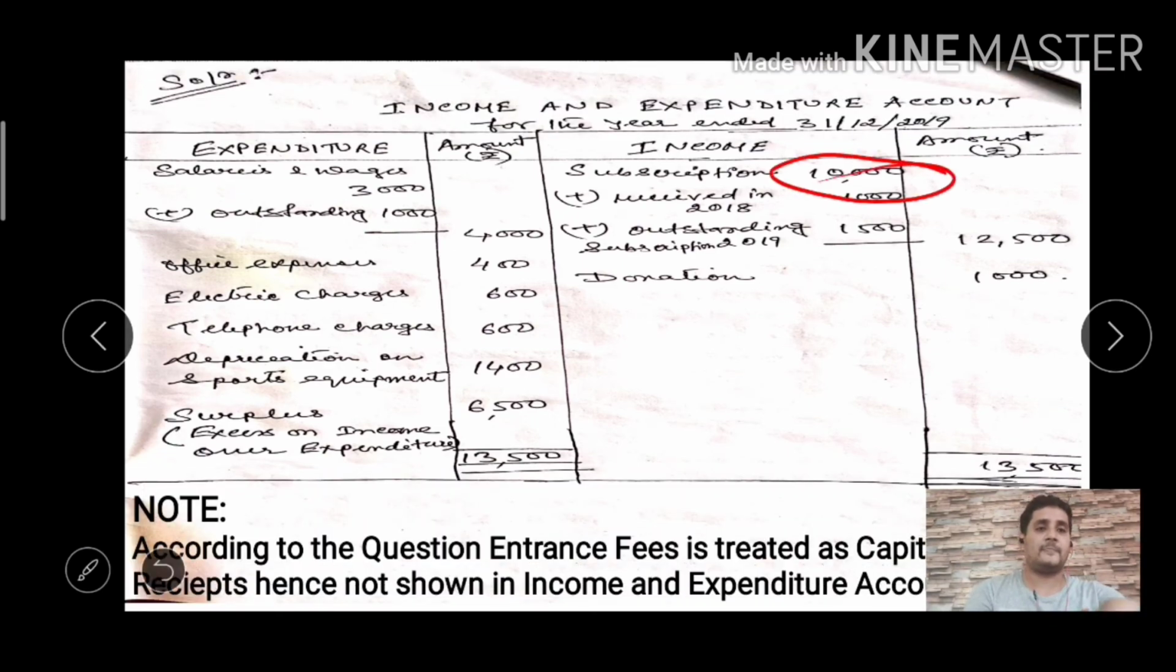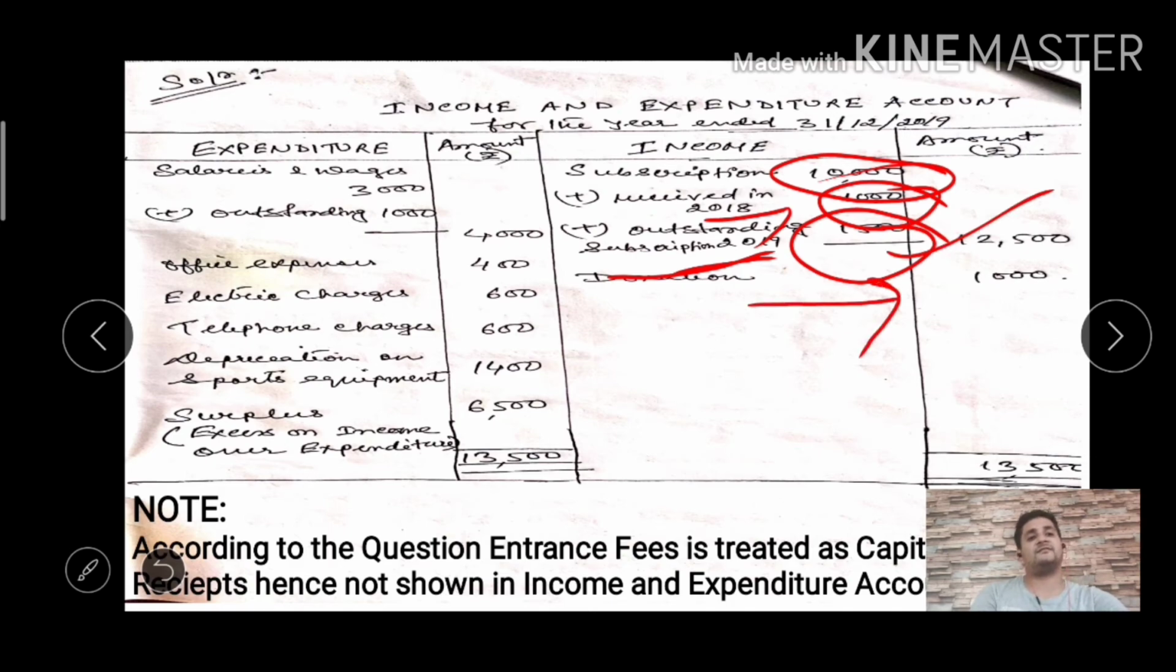Current year 10,000. The subscription received in 2018 of 1,000 and outstanding subscription are also added with the current year subscription. So total 12,500. Donation 1,000. Now come to the expenditure side.